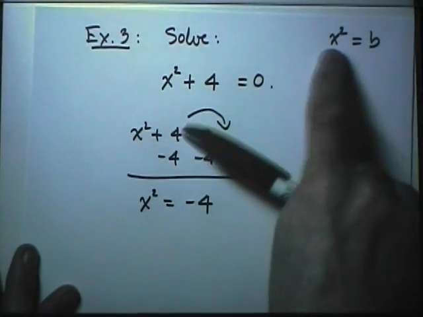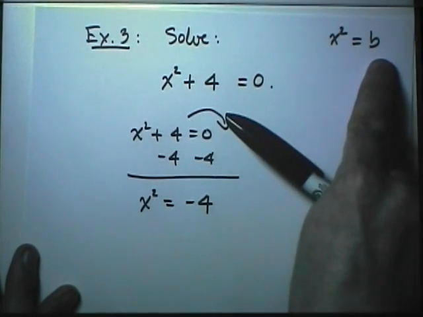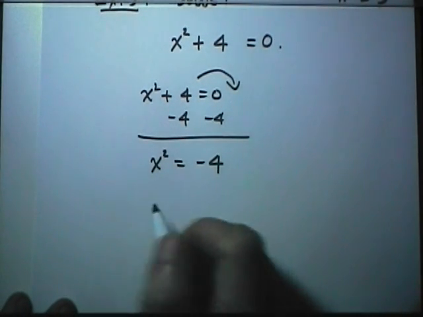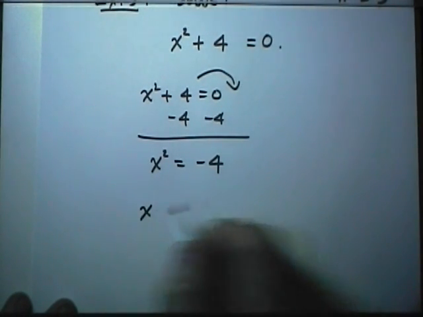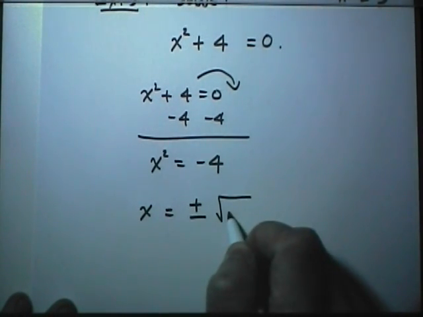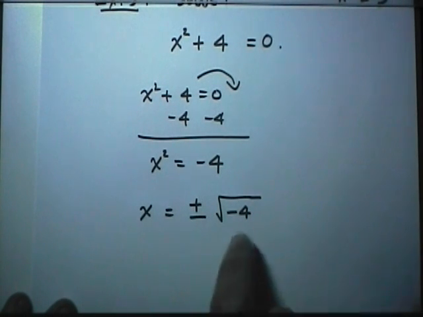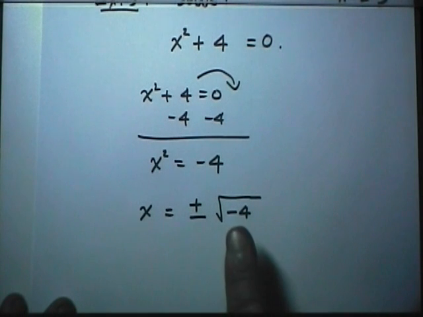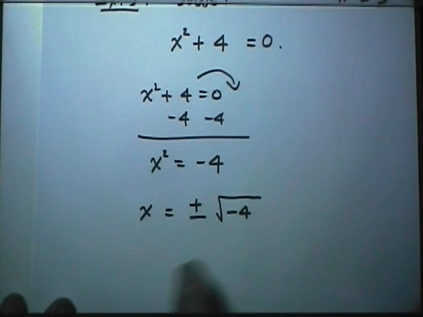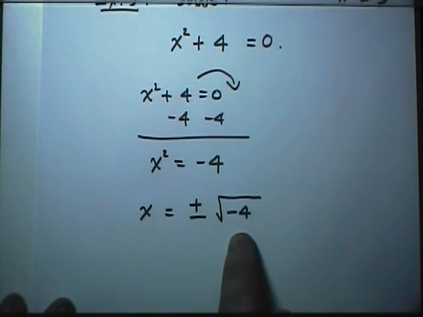Now I'm back to the form of a square on the left side and a number on the right side. Okay? I can now simply use the square root property. So to solve for x, x equals plus or minus the square root of minus 4. Now wait a minute. Can we take the square root of negative 4? The answer is, before chapter 7, no. But now since you already learned chapter 7, yes, because you know how to handle the square root of negative numbers, right? Remember the imaginary number, the i.